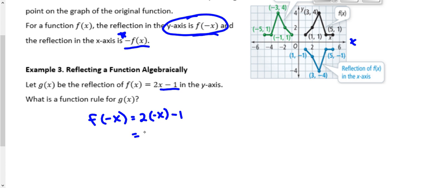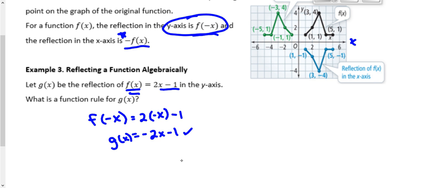So from that, 2 times negative x would be negative 2x minus 1. That would be our value then of g of x. That's our brand new function. We took this old function f that we had here. We changed our x to make it negative so that it would be a reflection about the y-axis. And then we ended with our brand new function g of x, which is that one right there.